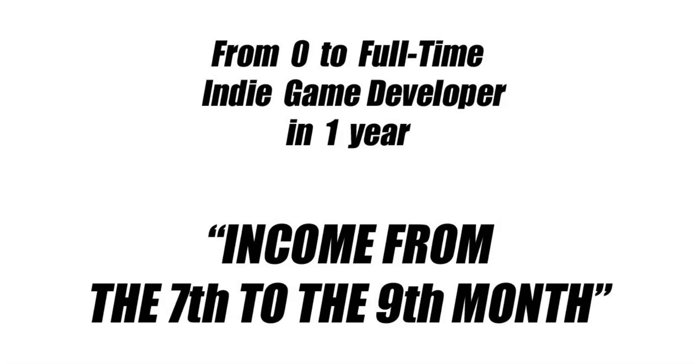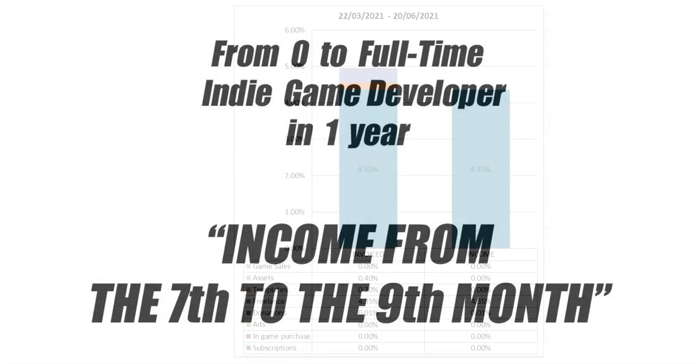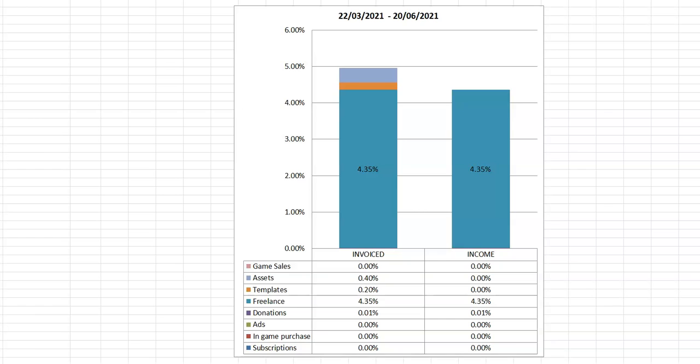And welcome back. Today we're going to check the income of my last 3 months for my attempt to become a full-time indie developer within 1 year. These are the months, the 7th, 8th and 9th months. As you can see here in the graph, basically there is no income. This is because these have been 3 months very quiet, and I'm going to list all the reasons why. But first of all, let's check the numbers.